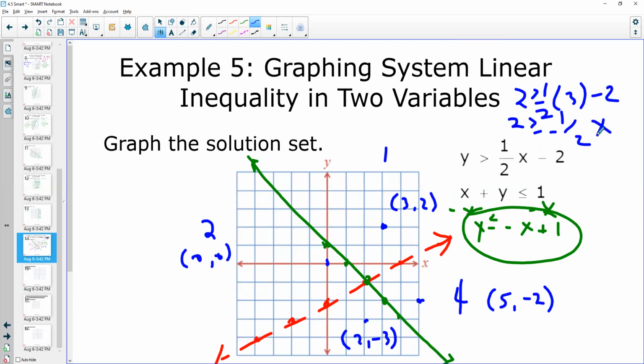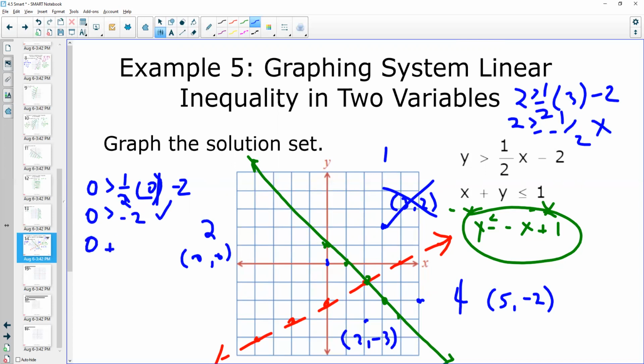So the minute you get a no, and you're sure about the math, it's not this section. You can move on, okay? So I'm gonna do the next one. So I'm gonna put in 0, 0. So 0 greater than half times 0 minus 2. 0 is greater than negative 2. That's right.